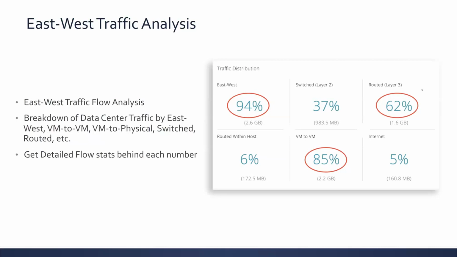Going down, routed within host, pretty simple, 6%, not too bad. VM to VM, 85%. So now we know that we need a lot of routing, 62% of routing. 94% of that routing is for traffic that's east to west, and 85% of that east to west is VM to VM. Sounds pretty clear, like this is an ideal situation for NSX.